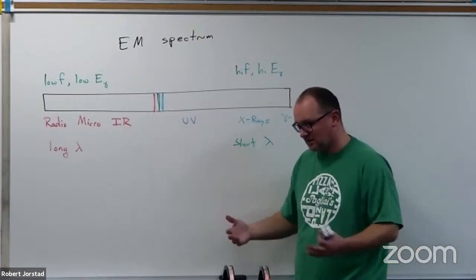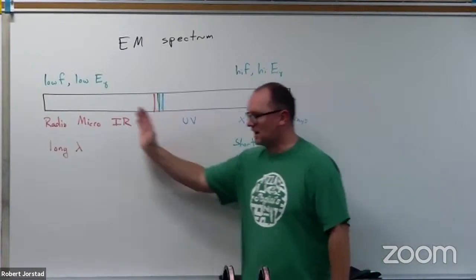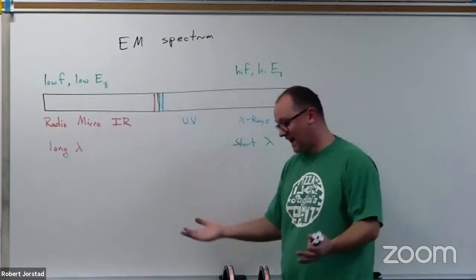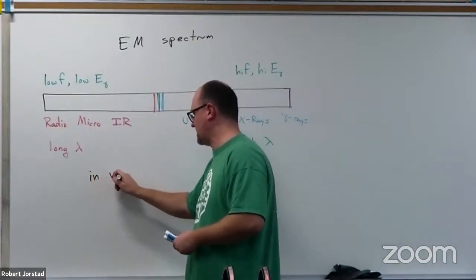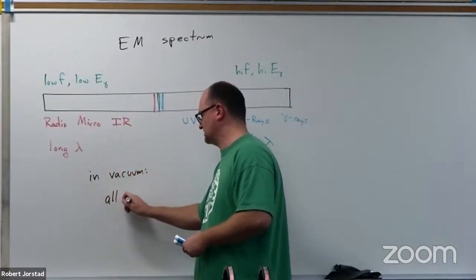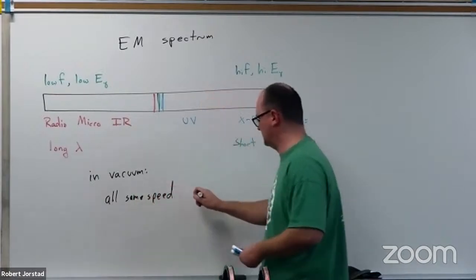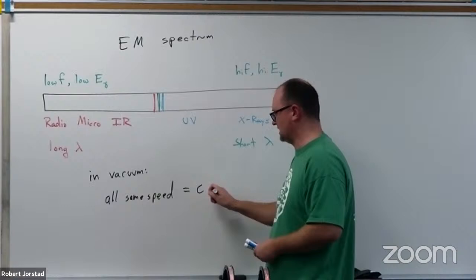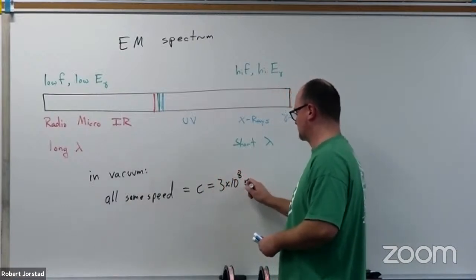The answer, trick question, they all travel at the speed of light. All of these waves travel at the speed of light through a vacuum. So if you're in a vacuum or in empty space, all same speed. And that speed is equal to c, which is 3 times 10 to the 8th meters per second.